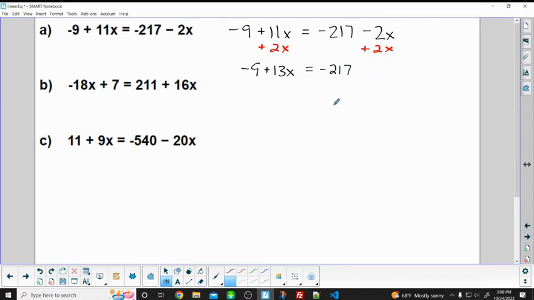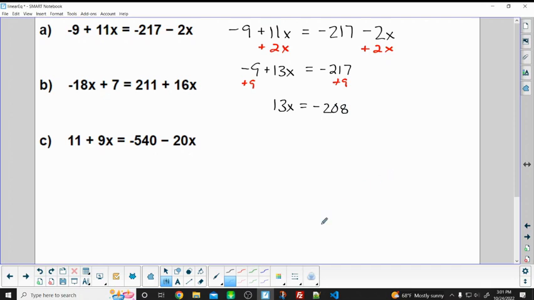The next thing I have to do is get rid of this negative 9 and try to combine it with this negative 217. So to get rid of that negative 9, I'm going to add 9 to it. And what you do to one side, you do to the other. So negative 9 plus 9, that's 0. I have 13x left over there on the left. And we have negative 217 plus 9, that's negative 208.